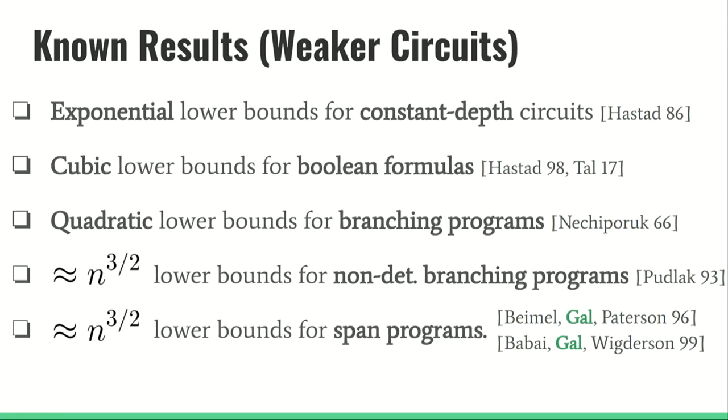Here's a breakdown of the current results that we have, and you can see that as the model gets stronger, the lower bounds get progressively weaker. For constant depth circuits, we have exponential lower bounds due to Håstad, all the way back in the 80s. For Boolean formulas, we have essentially cubic lower bounds, also due to Håstad back in 98, with a recent improvement in the lower order terms due to Tal. For branching programs, we start getting weaker and weaker. We have quadratic lower bounds. And for non-deterministic branching programs, and for a somewhat related model called span programs, we have lower bounds of the form n to the 3 halves.